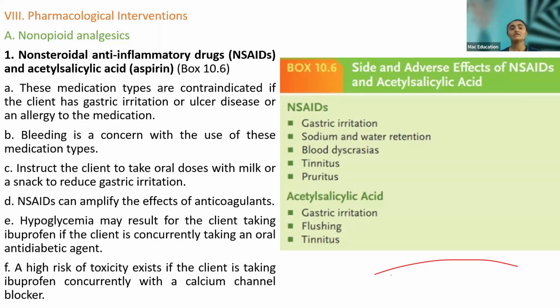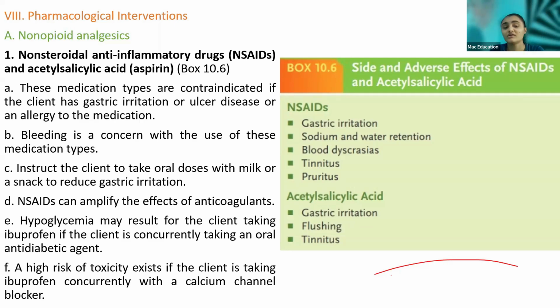Let's move to the topic. These medication types are contraindicated if the client has gastric irritation or ulcer disease or an allergy to medications. Yes, we cannot give this medication if the client already has gastric irritation. Ulcer diseases like peptic ulcer disease. GERD is also a gastric irritation disease. Peptic ulcer disease, duodenal ulcers. So in ulcer diseases, we cannot give NSAIDs and acetylsalicylic acid.